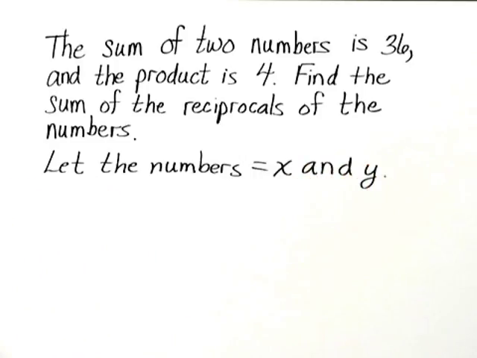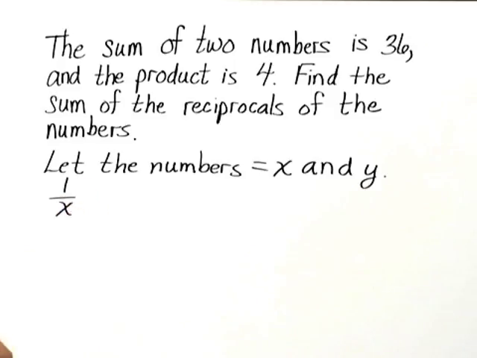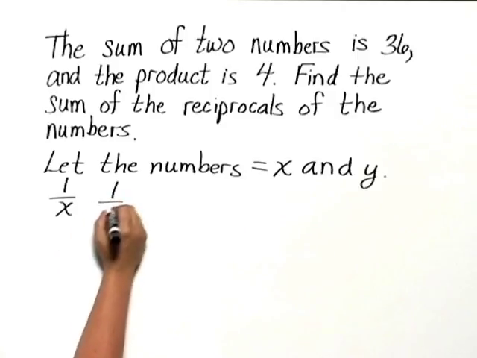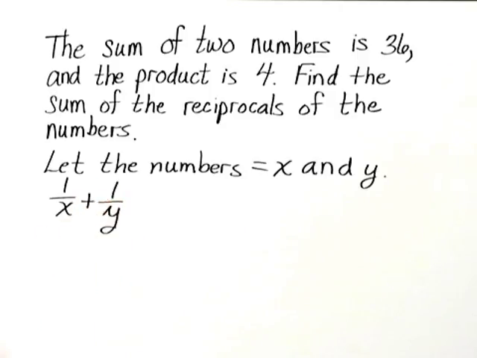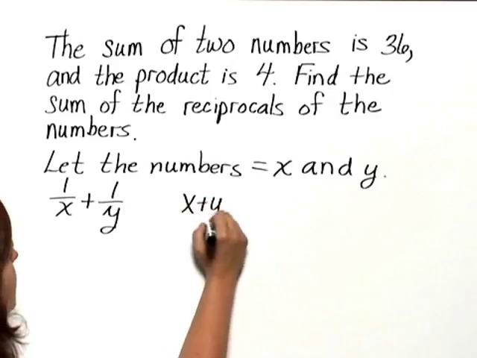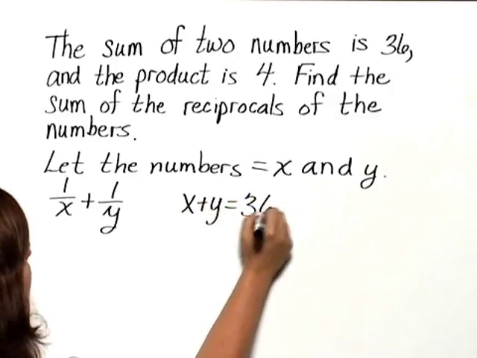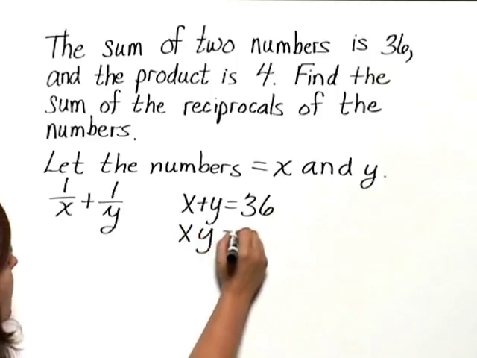And then let's look first of all at the last expression, the sum of the reciprocals of the numbers. Well, the reciprocals means 1 over x and 1 over y, and this would be their sum. Now what else are we told? The sum of the two numbers is 36, so we know x plus y is 36. And the product is 4, so we know x times y equals 4.